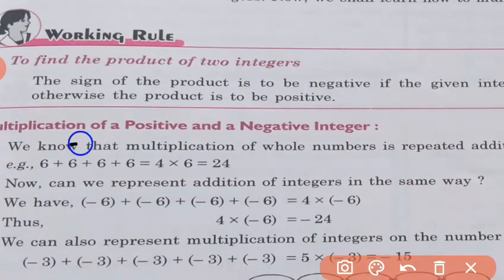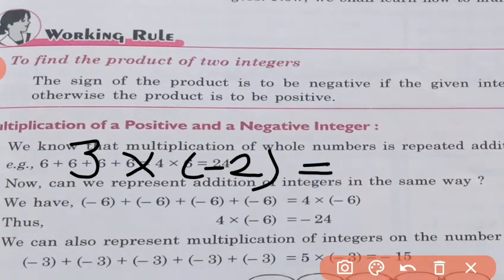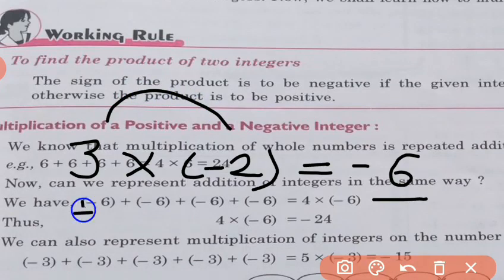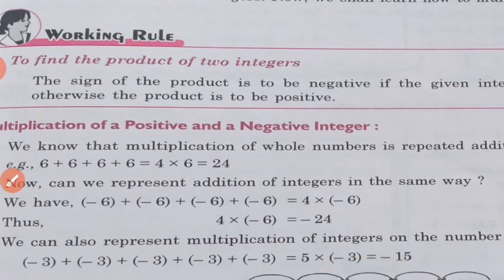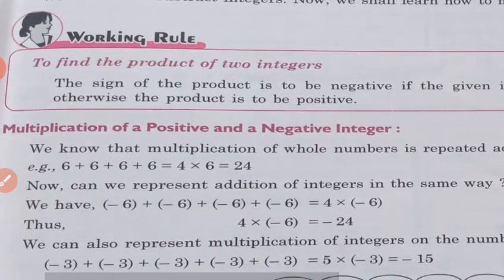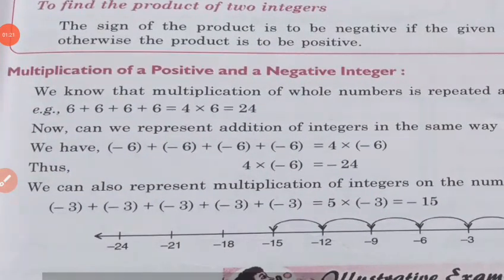3 into minus 2. 3 is given as positive and 2 is a negative integer. If we multiply this, we will get the answer minus 6. So 3 and minus 2 are two integers with opposite signs and we get the answer as negative. If we take 2 into 2, which is equal to 4, the sign will be positive as both the integers are of the same sign. Now we'll see how to multiply a positive and a negative integer.